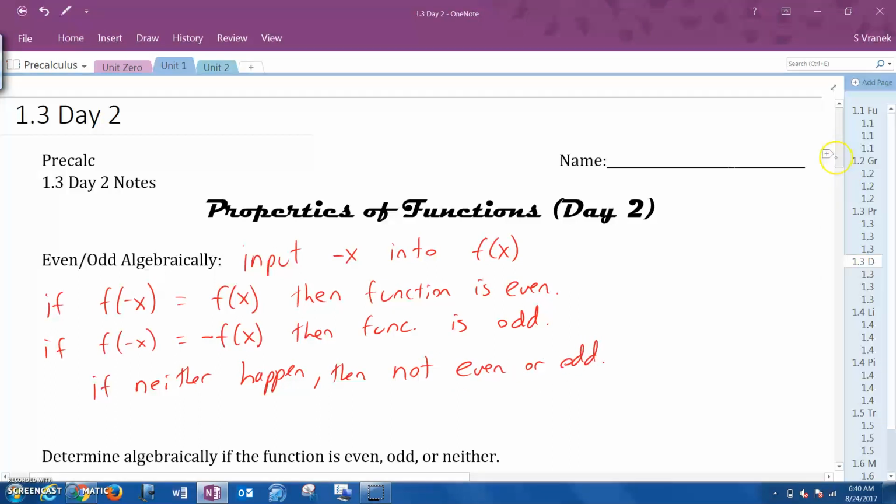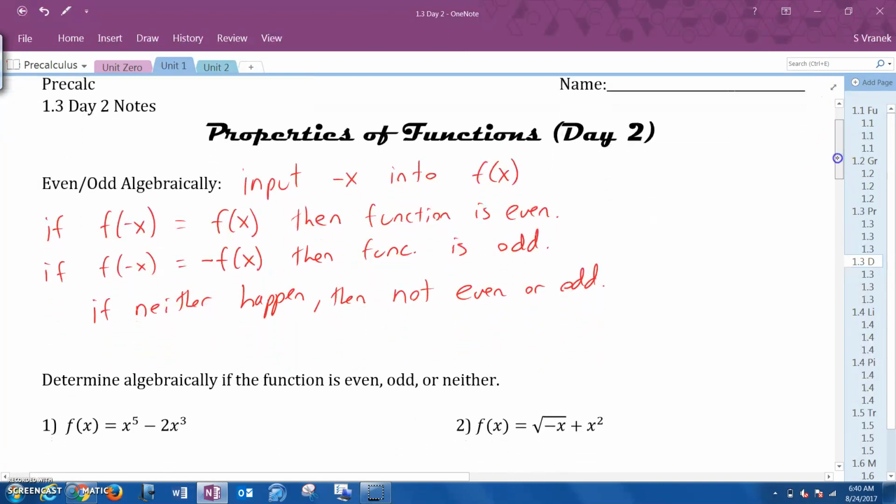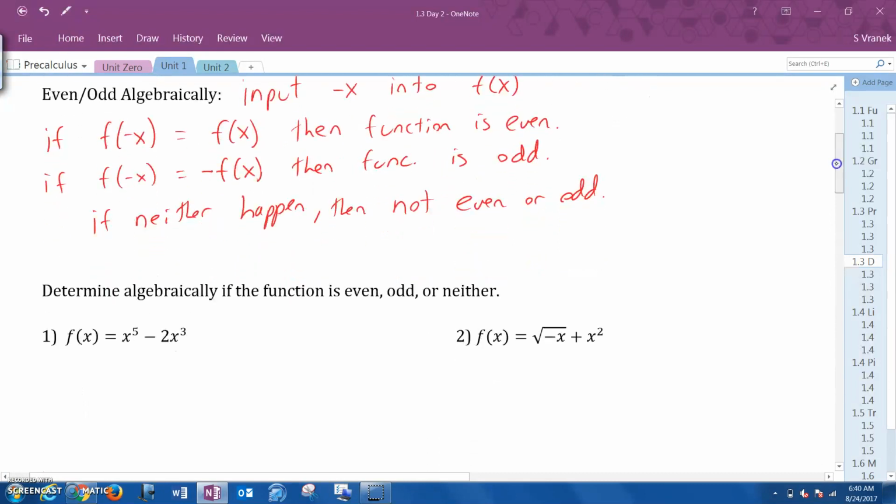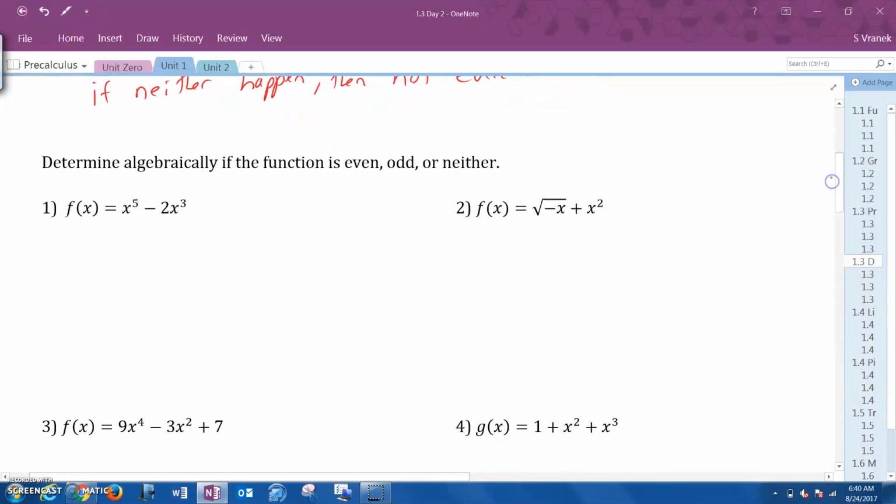Okay, so let's see that in practice here. So we're going to do that for the next couple. So again, pause if you need to copy that down. All you have to do for these problems is input a negative x into f of x, for x. So what I'm going to do is say f of negative x equals, that x turns into a negative x, minus 2 times negative x cubed.